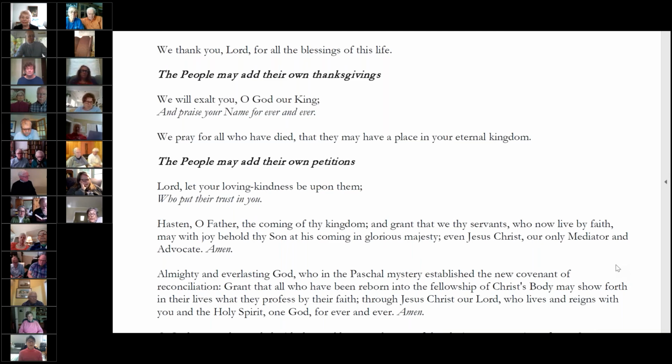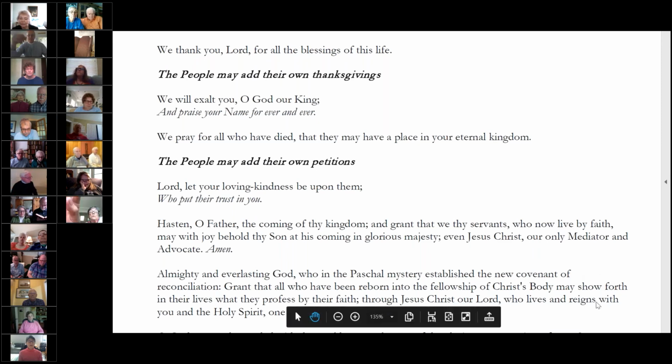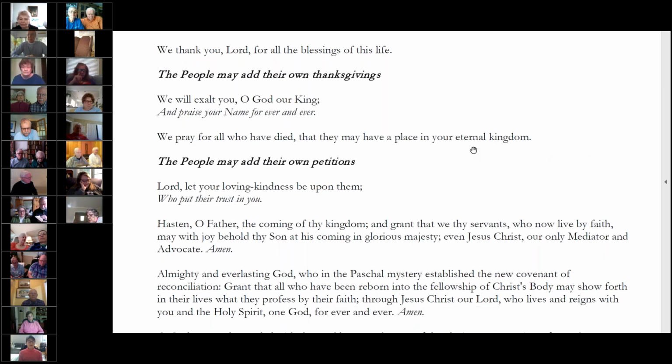We pray for all who have died that they may have a place in your eternal kingdom. Lord, let your loving kindness be upon them who put their trust in you. Hasten, O Father, the coming of thy kingdom, and grant that we, thy servants, who now live by faith, may with joy behold thy Son in his coming in glorious majesty, even Jesus Christ, our only mediator and advocate.